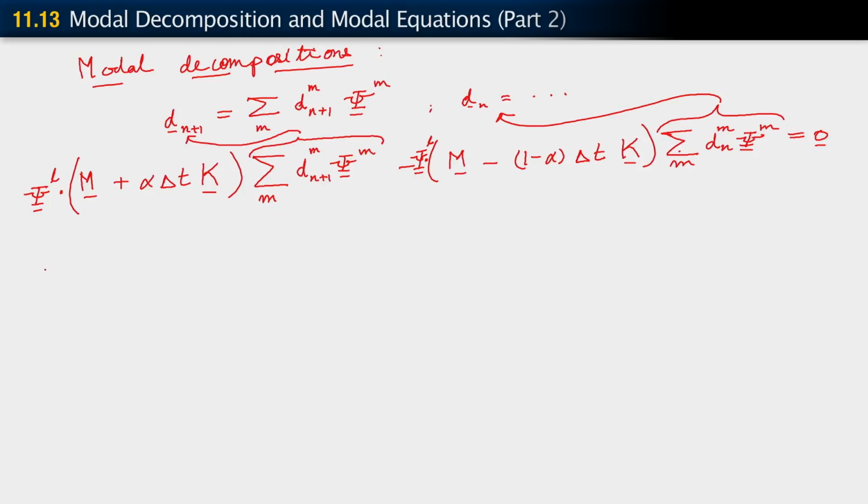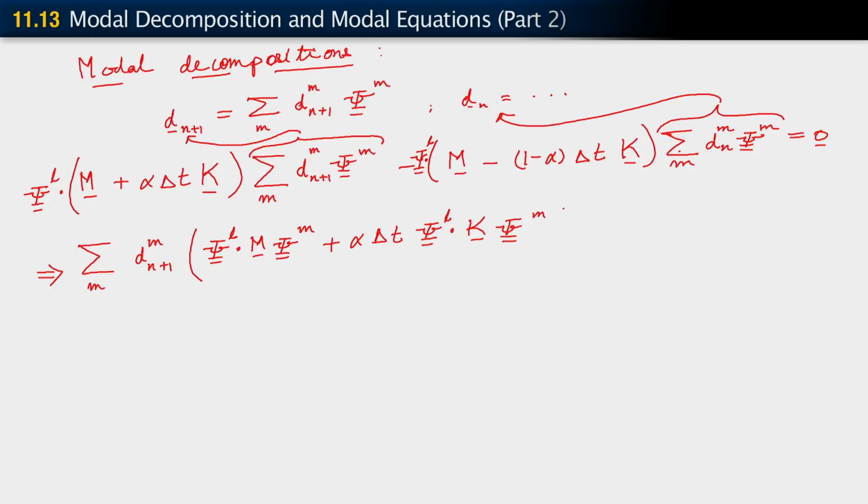And then using linearity and so on, what we get here is the following. We get sum over m, d m n plus 1 multiplying psi l dot m psi m, plus alpha delta t psi l dot k psi m, okay.